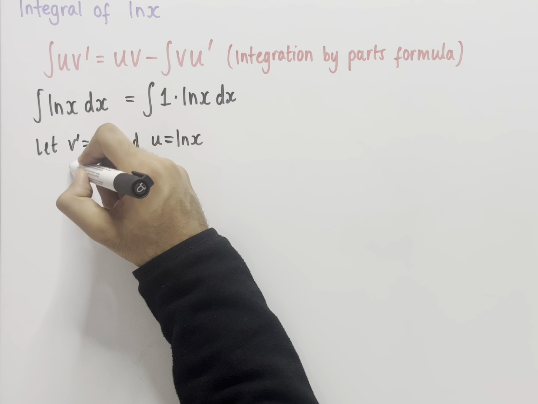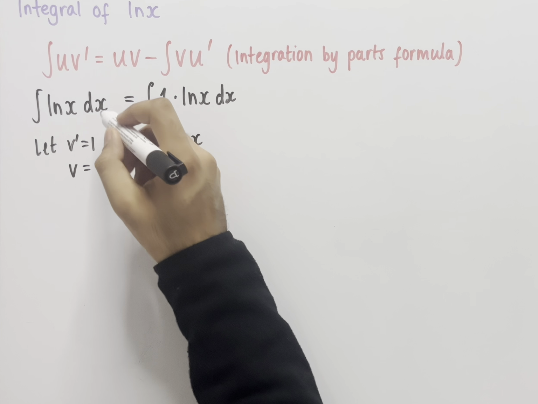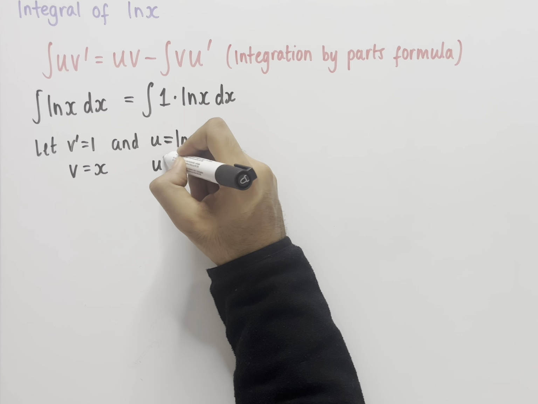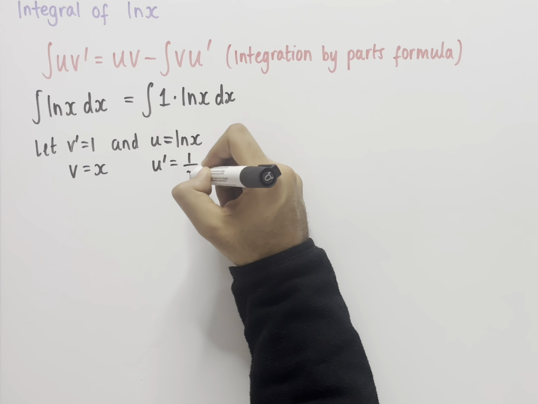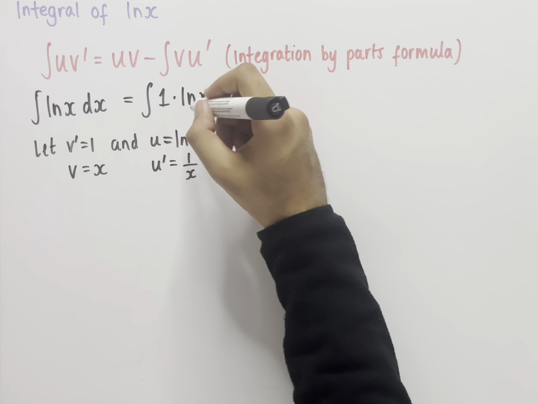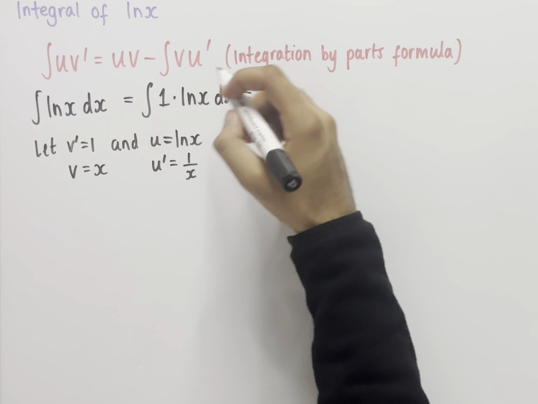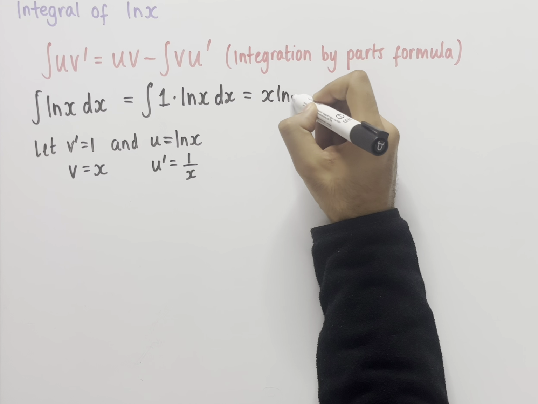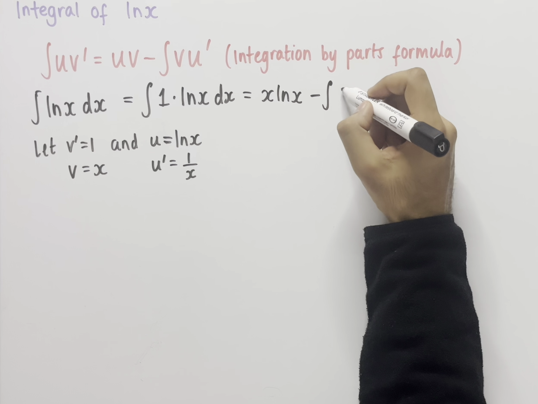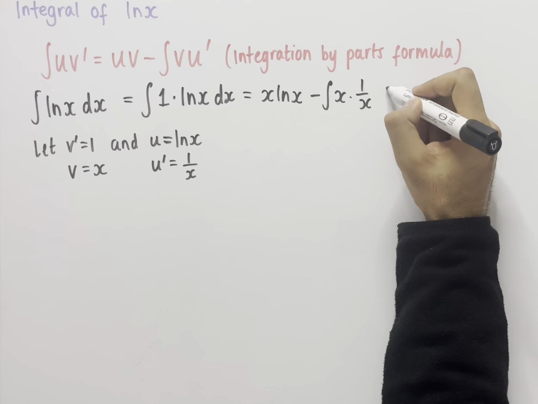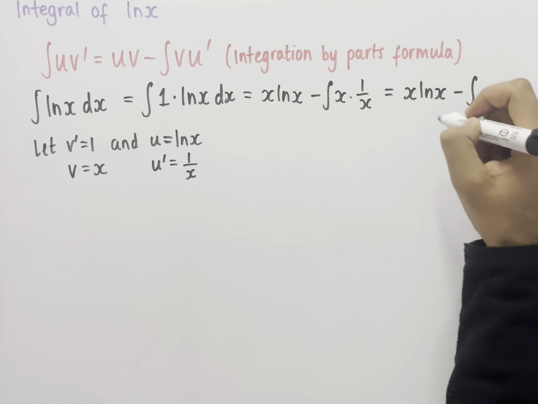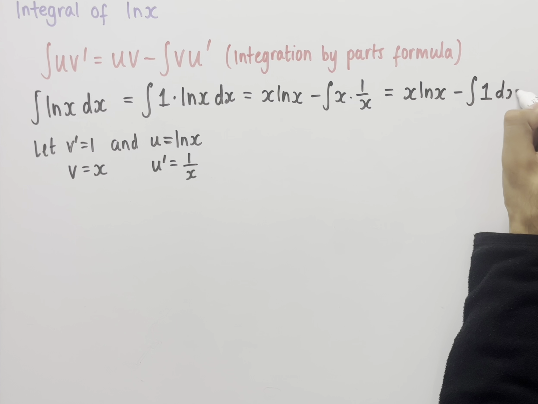And so now if we work out what v is, this is the integral of 1 with respect to x, which becomes x. And now if we work out what u dash is, this is the derivative of ln x, which is 1 over x. And so using our integration by parts formula, we now have that this integral equals uv, so that's ln x times x, which is x ln x, minus the integral of vu dash, which is x times 1 over x. And so this now simplifies to x ln x minus the integral of, and now x times 1 over x equals 1, and we're integrating this with respect to x.